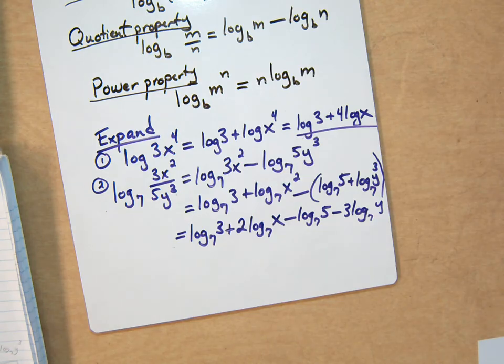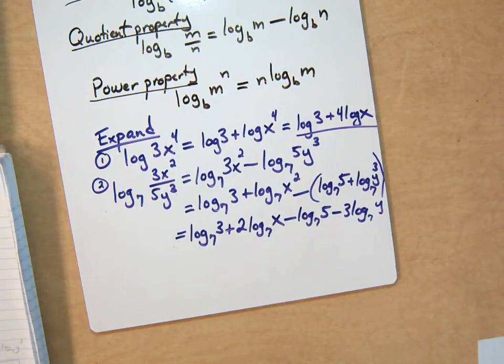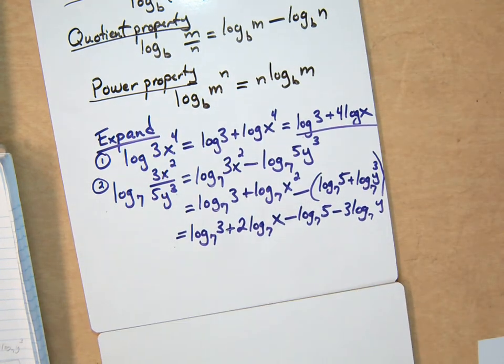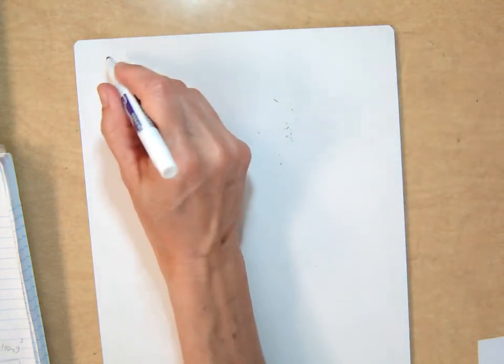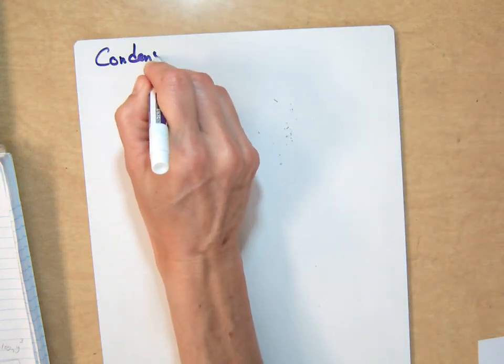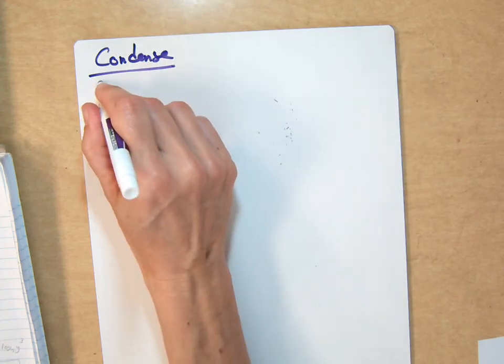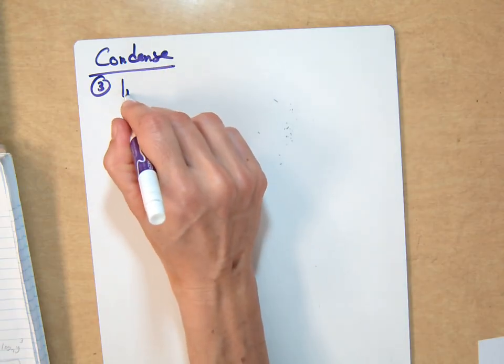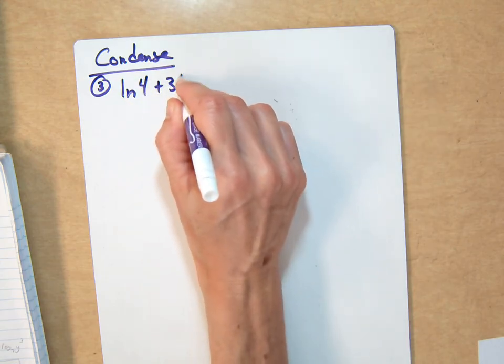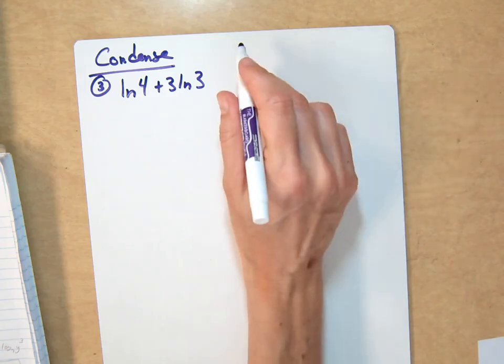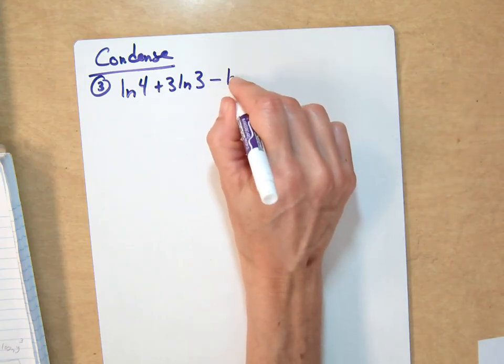So that is done. Now we're going to go the preferred direction, which is to condense. Condense means simplify. So let's try natural log 4 plus 3 natural log 3 minus natural log of 12.